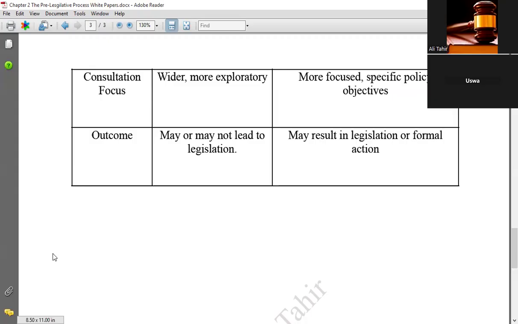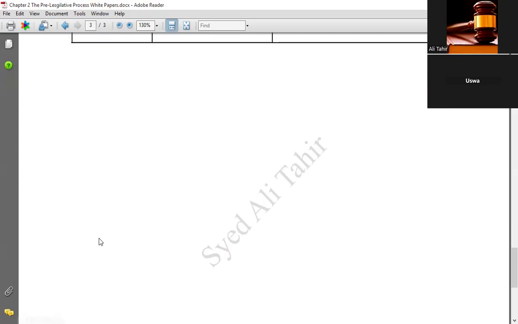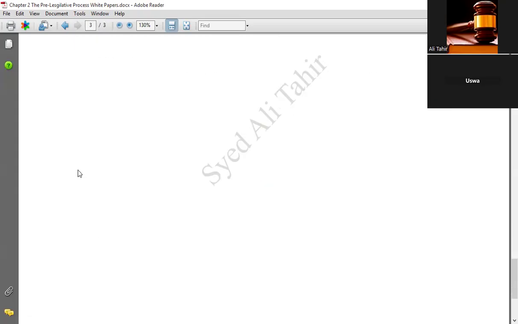And as to outcomes, green papers may or may not lead to legislation. However, white papers may result in legislation or formal action. And here, white papers end.